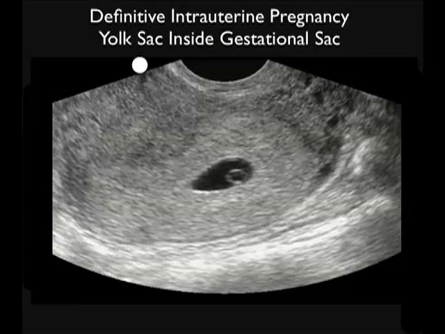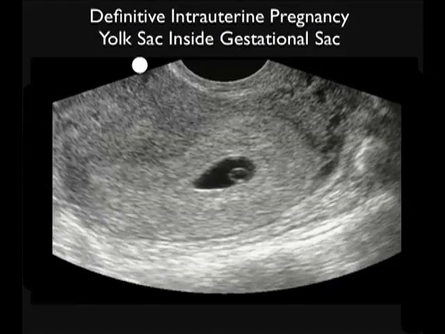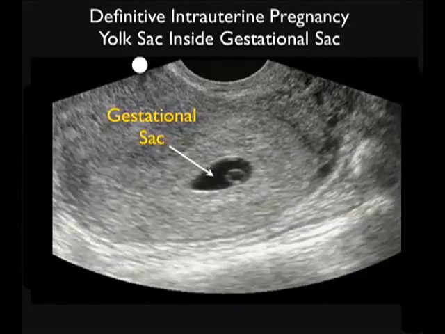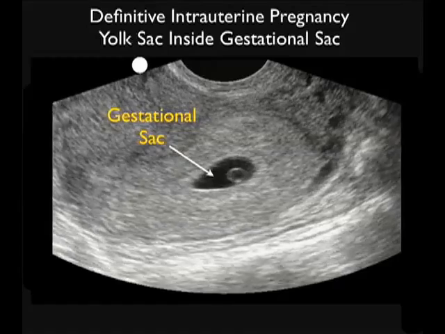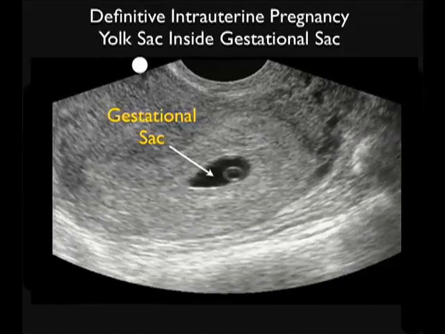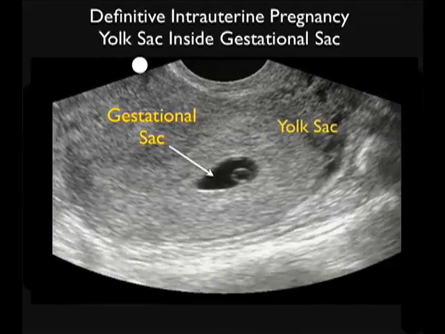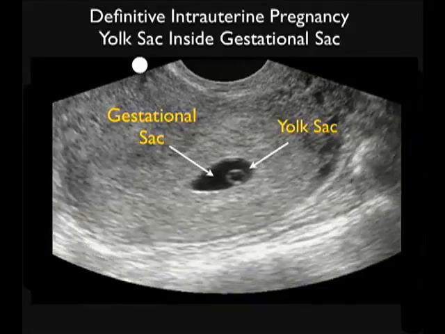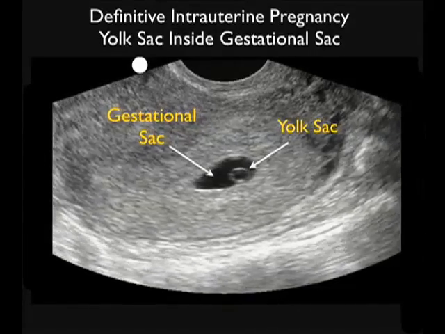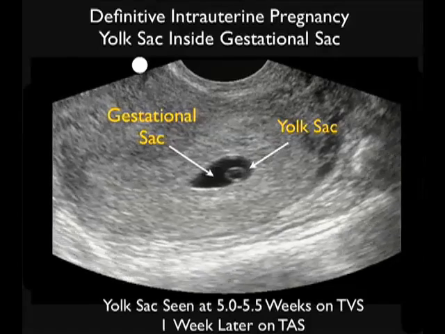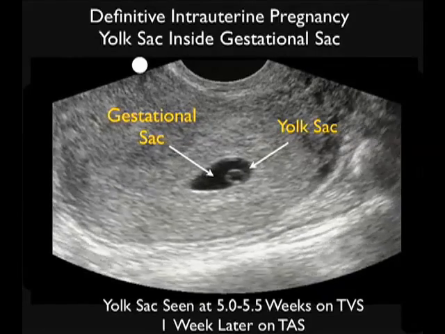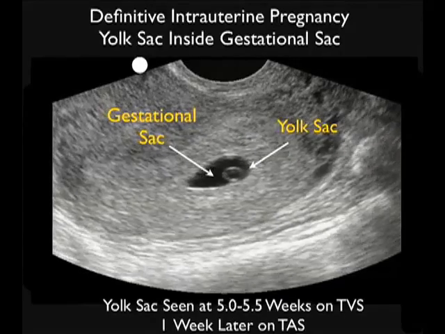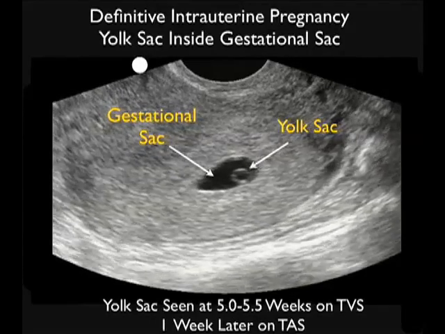Here's a video clip showing a definitive intrauterine pregnancy. What we see here is a larger gestational sac, and as we look inside the gestational sac, we see the positive yolk sac or Cheerio sign. Notice the circular yolk sac is seen towards the inferior aspect of this gestational sac. So this would be diagnostic of an intrauterine pregnancy, effectively ruling out an ectopic pregnancy in the vast majority of patients. Remember that the yolk sac is seen at about 5 to 5.5 weeks on transvaginal sonography and about a week later on transabdominal sonography.